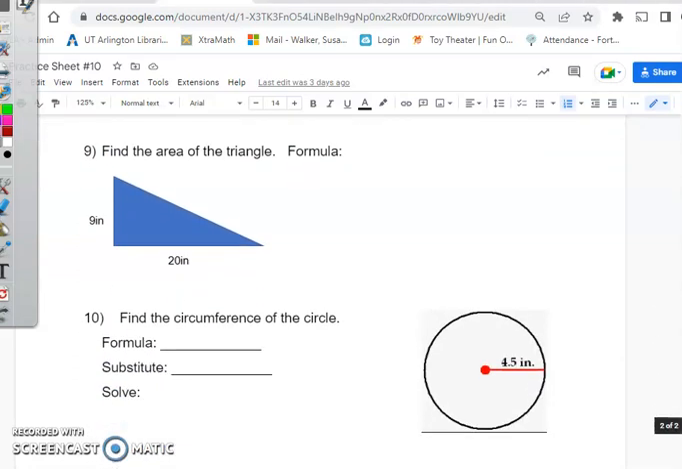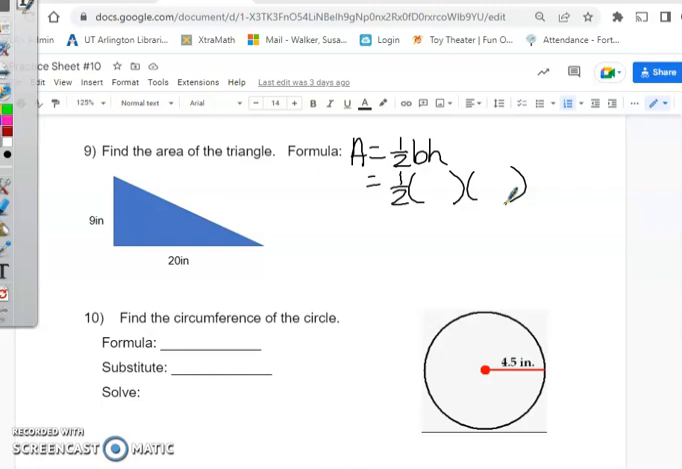Number 9, find the area of the triangle. So, guys, A equals half BH. A lot of you put that, but then you forget to carry that down whenever you're putting in your numbers. We need to make sure we take half somewhere. And the last one is circumference.